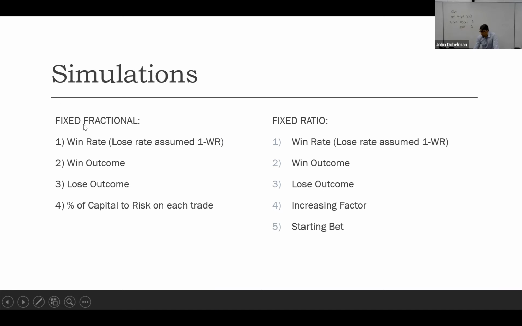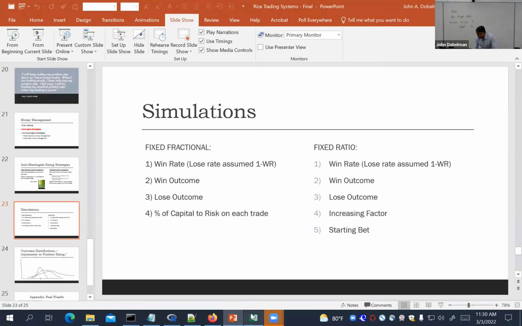So I'm going to take a look at these simulations, and basically, the inputs are your win rate, your win outcome, your loss outcome, and the percentage of capital you risk on each trade. With fixed ratio, there's just one more thing, which is your increasing factor, your plus X percent. That X is one more factor. Okay, yeah, that was my artwork. We'll go to that next, but let me go to the Excel sheet then.